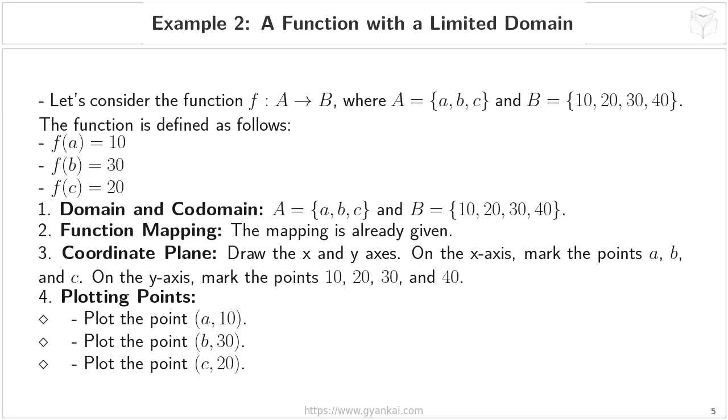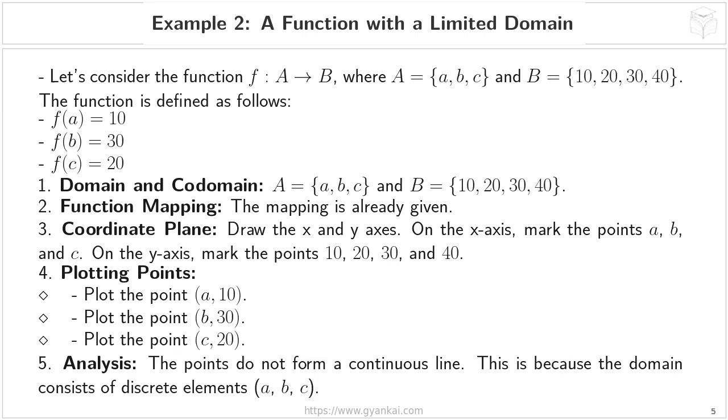And for C, the output is 20, giving us the point C, 20. Finally, let's analyze the graph. Notice something different about this graph compared to the first example. The points do not form a continuous line.